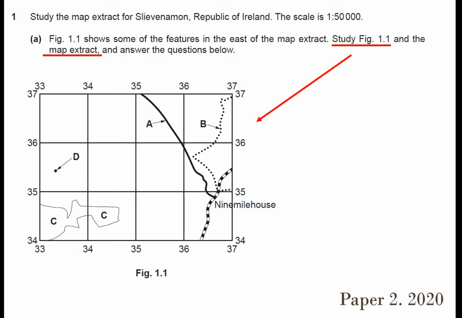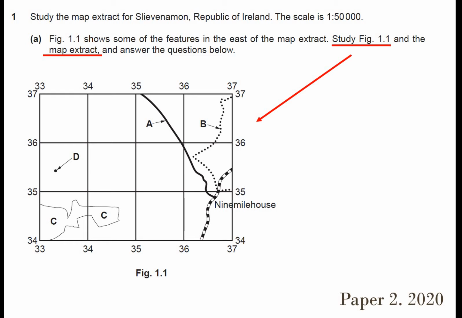So this is a sketch map of a map extract, and in paper 2 you'll almost always have to use 2 documents in sync with each other. So a map extract, which is an A3 colour piece of paper which you'll be given, along with an image like this which will be inside your exam paper. So this question asks you to study the map, gives you the scale. Figure 1.1, again, where is figure 1.1? It's the one we're looking at right now.